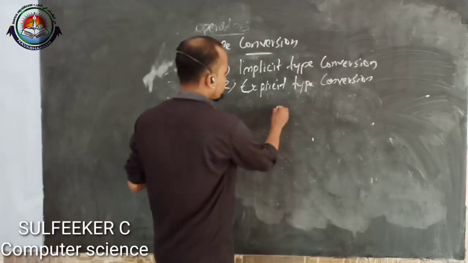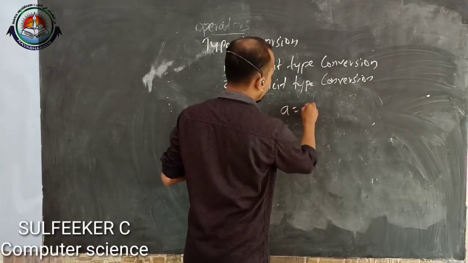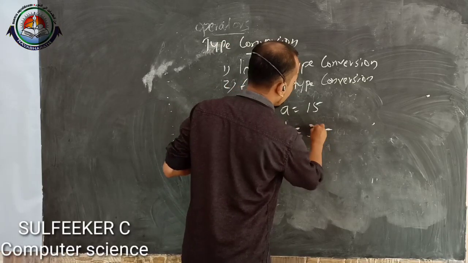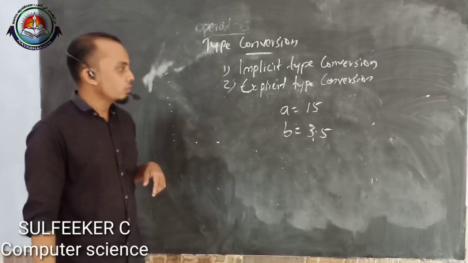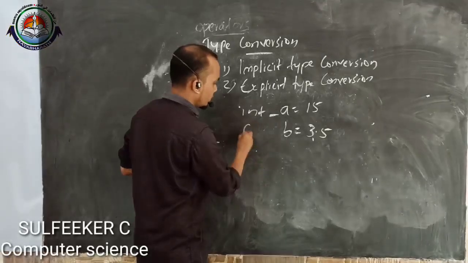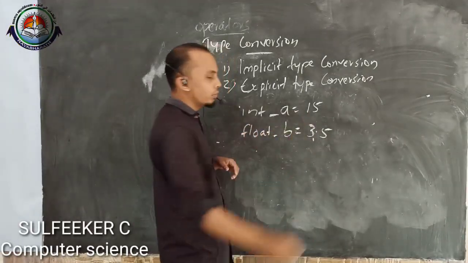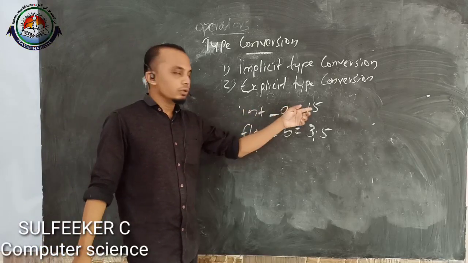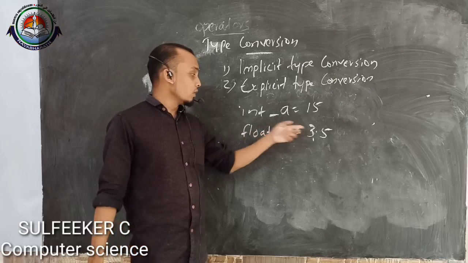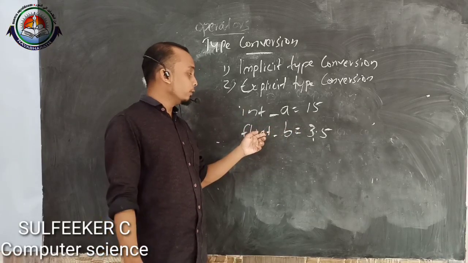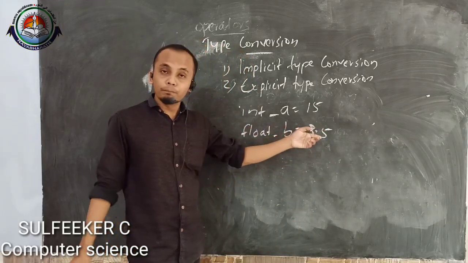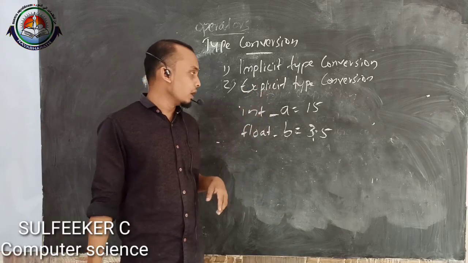For example, int A equal to 15, float B equal to 3.5. This 15 is an integer value, int A equal to 15. This is a floating type value, float B equal to 3.5. Why is it called a floating type value? Because there is a fractional part, a decimal point.